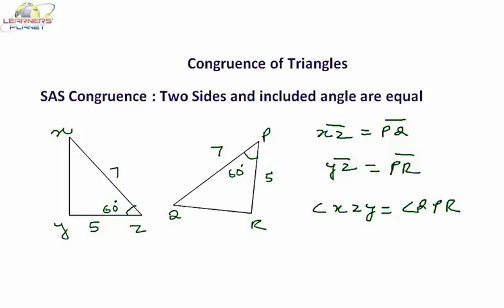Okay, symbolically we can write it as triangle XZY is congruent to triangle QPR. This is the sign of congruence.